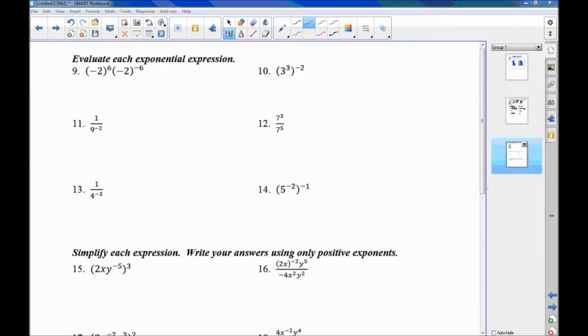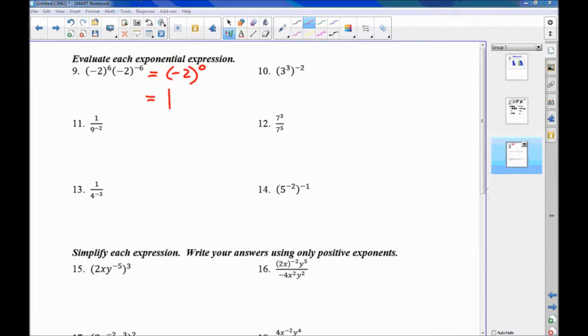All right, so here we have a negative 2 as the base, and we have one exponent of 6, and it's multiplied by another negative 2 as the base with the exponent of negative 6. When we have the same bases and they multiply, remember, we just keep the base and add the exponents. So 6 plus negative 6 makes 0. And then anything to the 0 power is 1, as long as the base isn't 0.